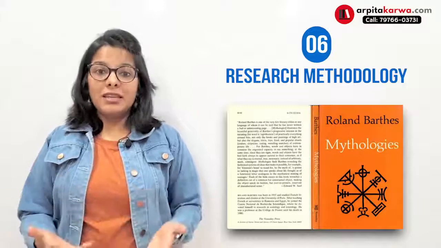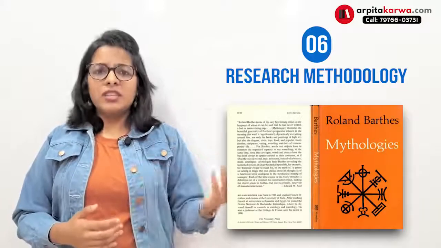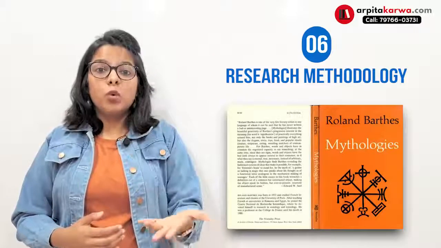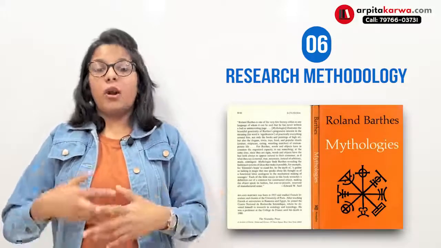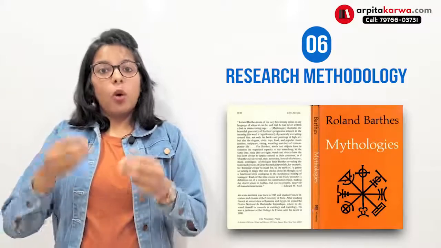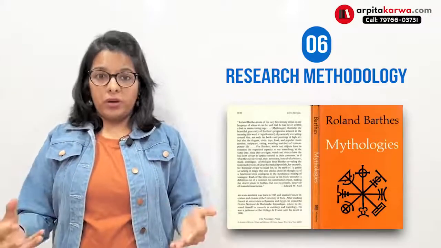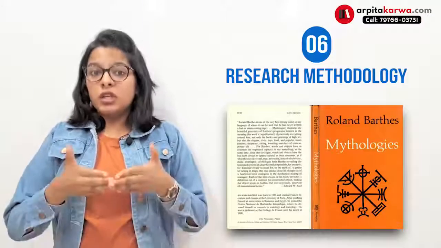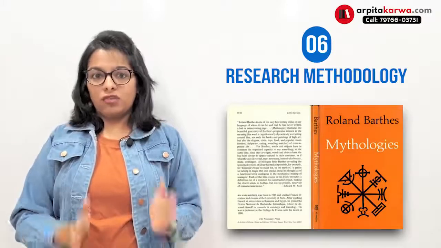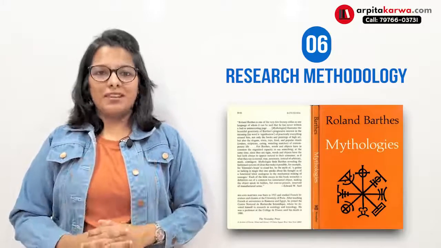If I'm doing a feminist study, I might use Virginia Woolf's A Room of One's Own theory, or I might use Sandra Gilbert, or I might use the Madwoman in the Attic theory. So all these different theories and theorists which I will be using during the course of my research should be mentioned in this particular section, which is research methodology.